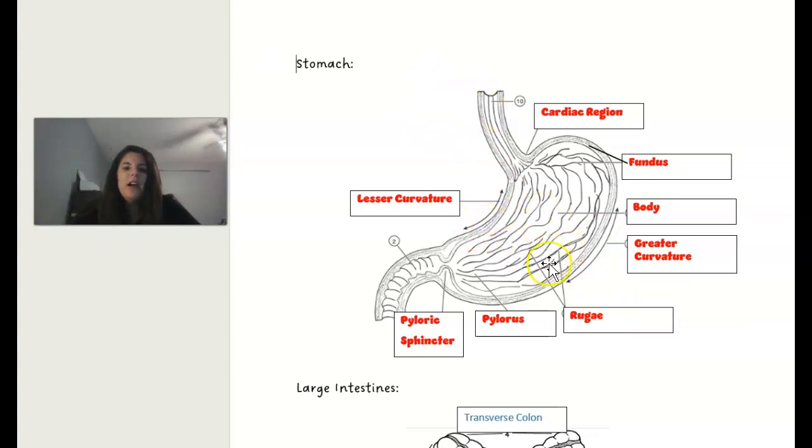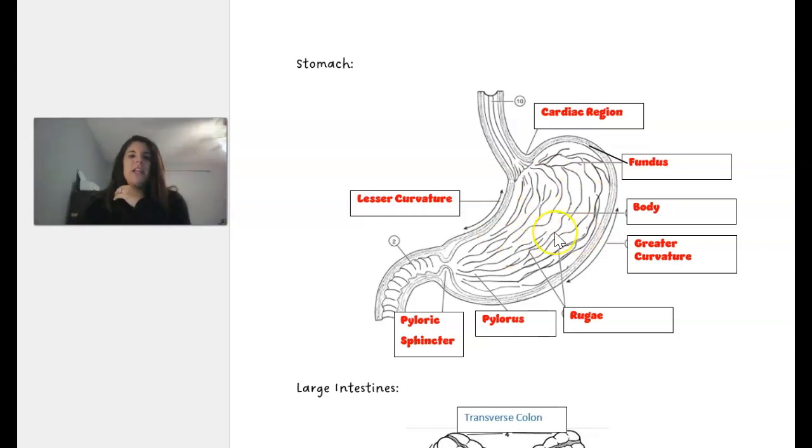The rugae are going to be folds or wrinkles that are inside of the stomach. The rugae allow the stomach to expand when you're holding food, and then shrink back up when you need to. It increases the surface area, and it allows the stomach to stretch. So really the rugae are folds. I said wrinkles, but folds would be a better analogy.